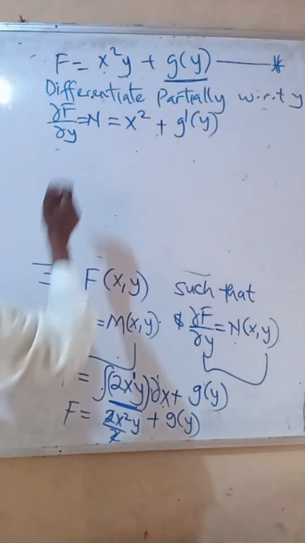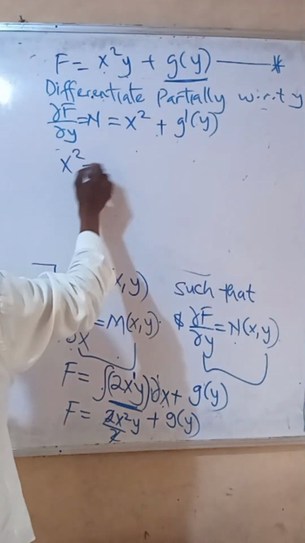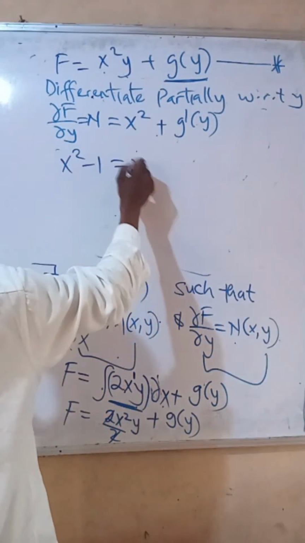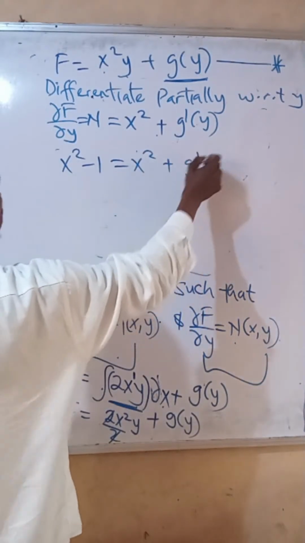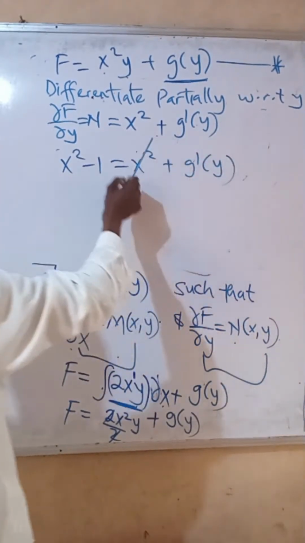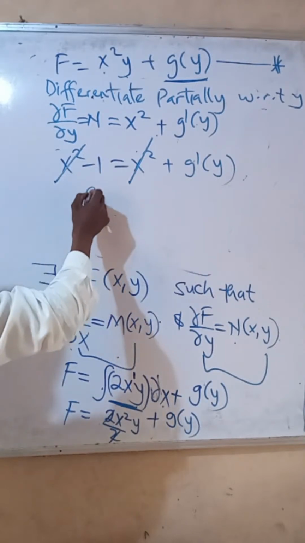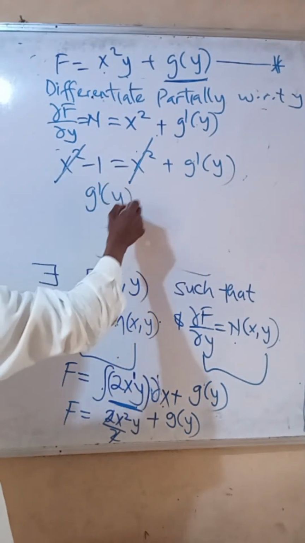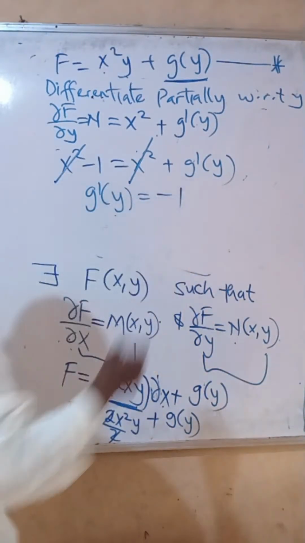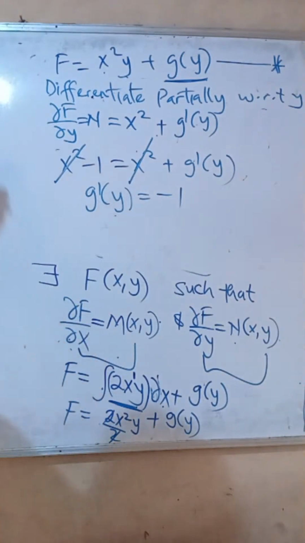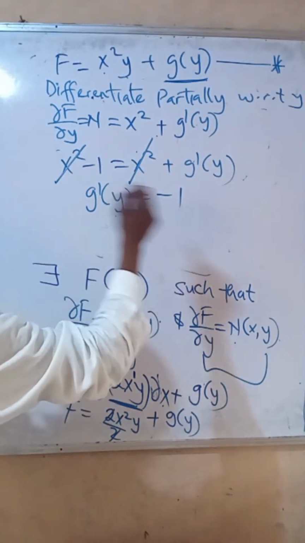So our n is x squared minus 1 equal to what? x squared plus g prime of y. So this one and this one cancel. So we have g prime of y equal to minus 1. Okay. So in that case now, integrate both sides.